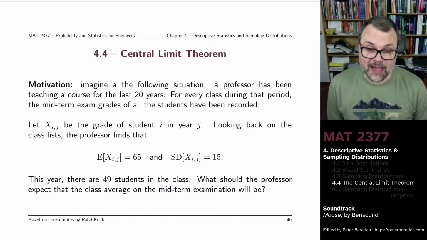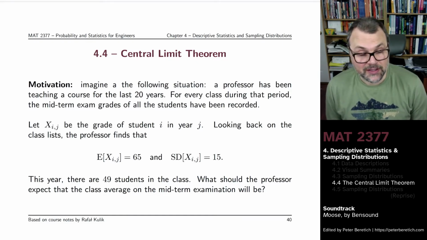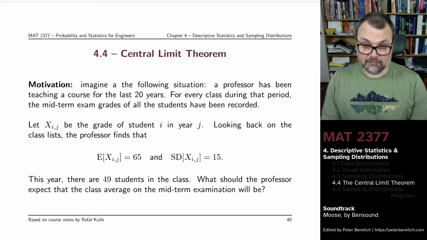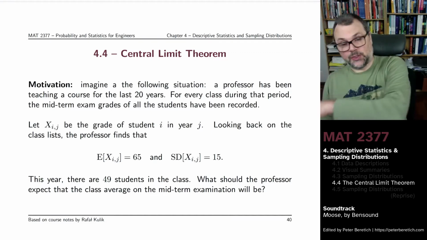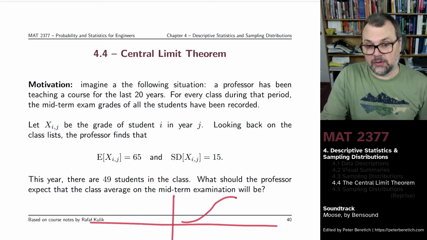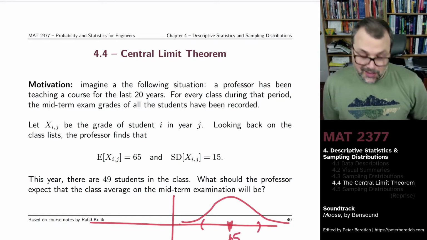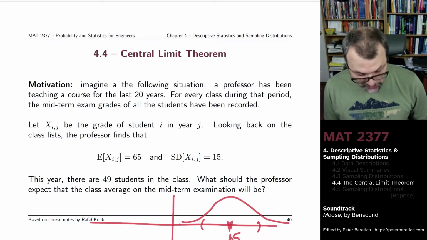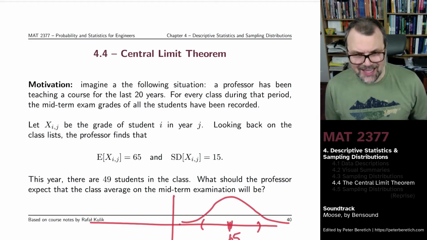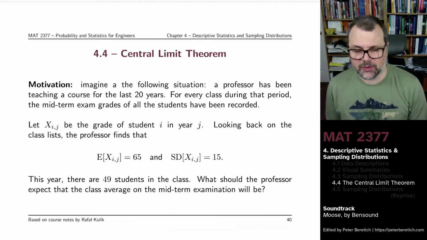And the professor looks back on the class list and finds that the expectation for the random variable is 65 and the standard deviation is 15. If you were to look at the entire distribution of grades over the 20 years, you get something that perhaps looks a little bit like this. And there's some spread here. In this year's class, there are 49 students. What should the professor expect of the class on average for the midterm examination?